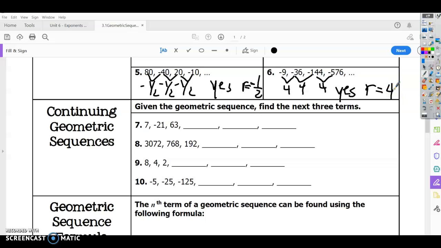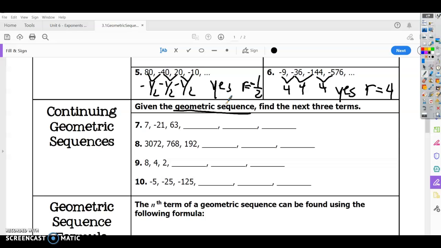All right, on the next part, it says continuing geometric sequence. Given the geometric sequence, find the next 3 terms. So basically you're looking for the pattern, and it's saying given it's a geometric sequence. When it says it's given, that means you know that it has a common ratio. So all you have to do is find the next 3 terms. If you look at the first 2 terms, negative 21 divided by 7 is negative 3. Again, multiplication and division are inverses of each other.